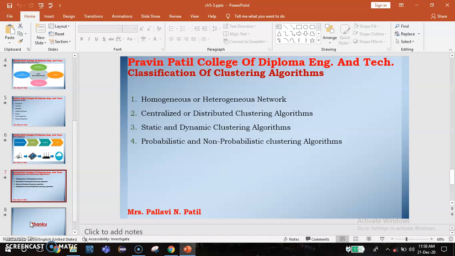The last topic is the classification of the clustering algorithm. There are several different methods to classify the algorithms used in WSN clustering. The first is homogeneous and heterogeneous networks. This classification is according to the characteristics and performance of the sensor nodes in a cluster. In a homogeneous sensor network, all nodes have the same hardware specification and processing capabilities. This network is common in nowadays applications.